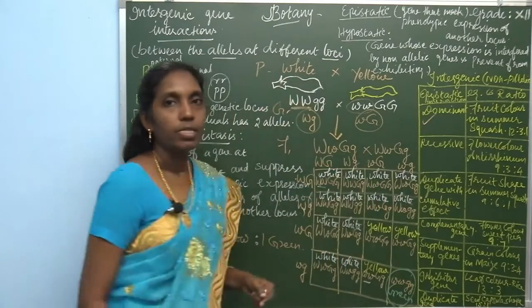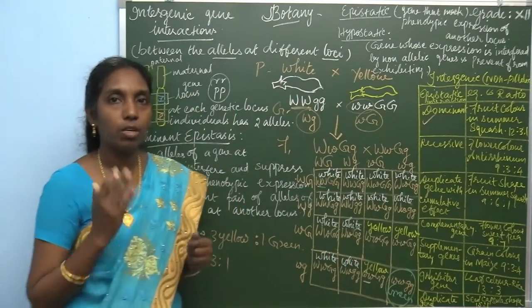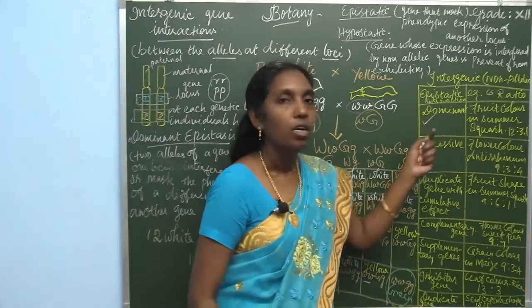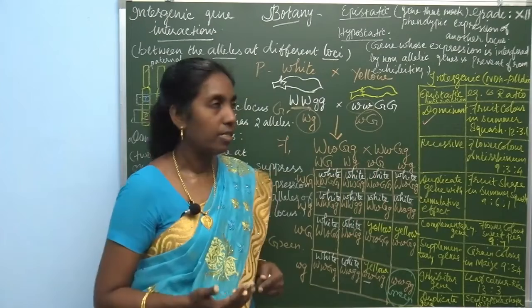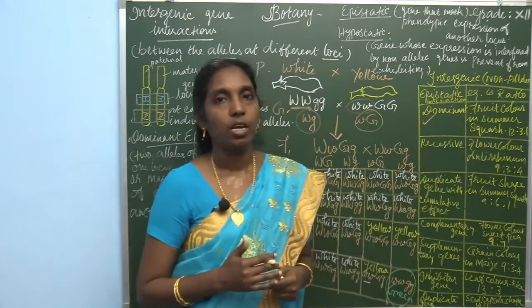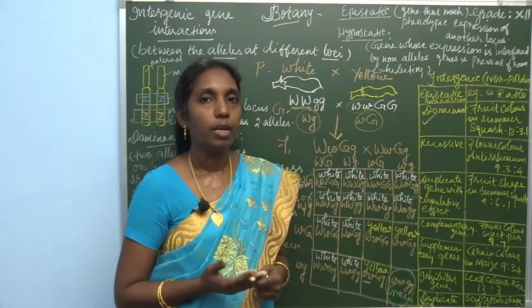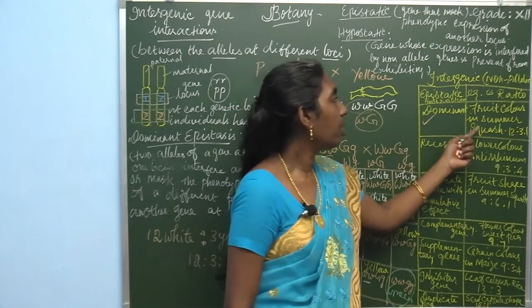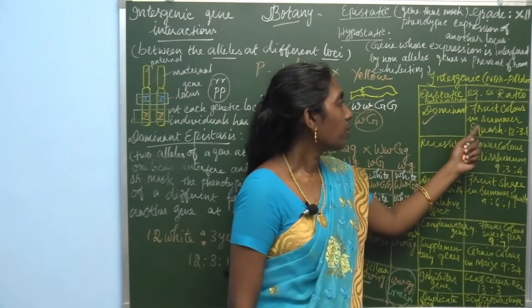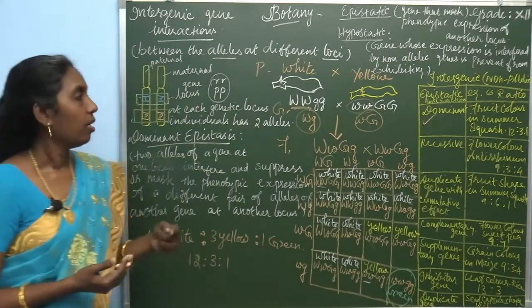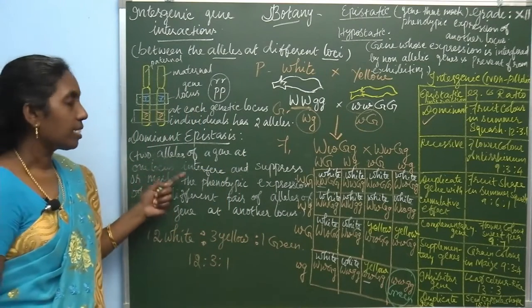So today you are going to learn only one question, that is dominant epistasis, dominant epistatic interaction. The example is fruit color in summer squash. So the example of dominant epistasis is summer squash or Cucurbita pepo. So in summer squash, it gives the ratio 12:3:1. So what is dominant epistasis?